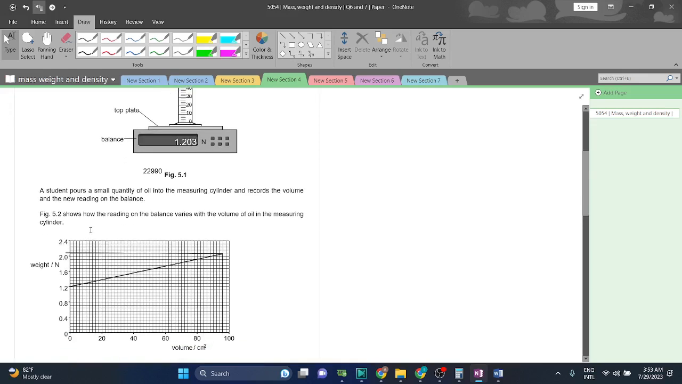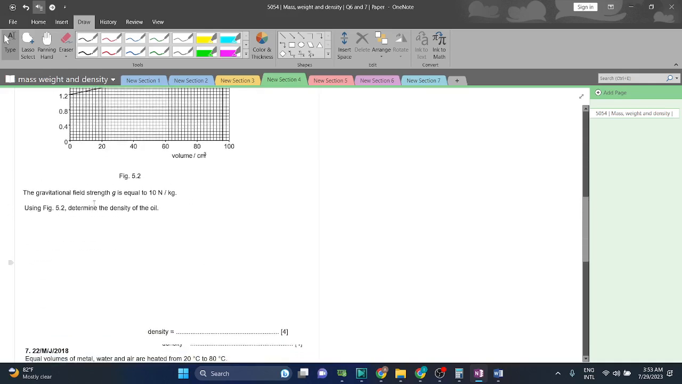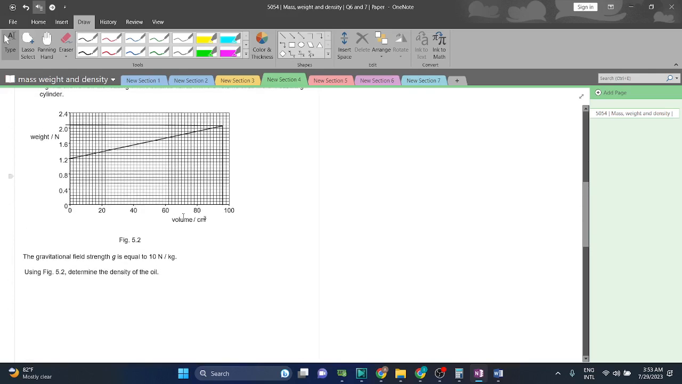Figure 5.2 shows how the reading on the balance varies with the volume of the measuring cylinder. अच्छा, the gravitational field strength is equal to 10. Using figure 5.2, determine the density of the oil.